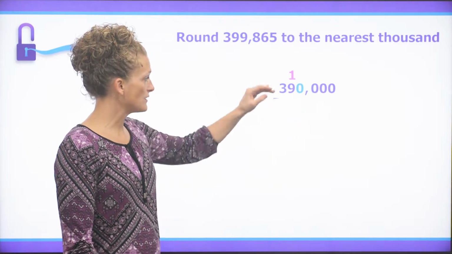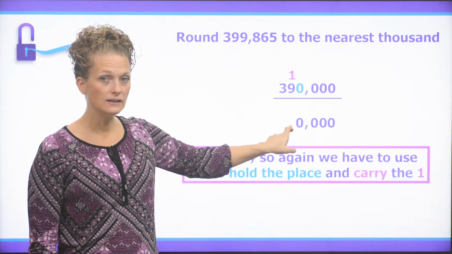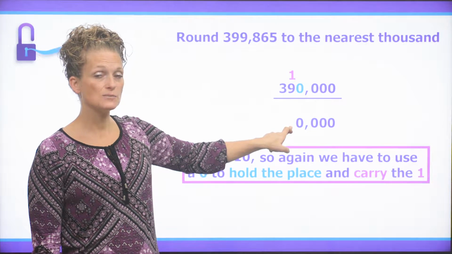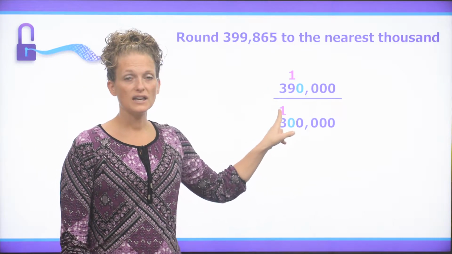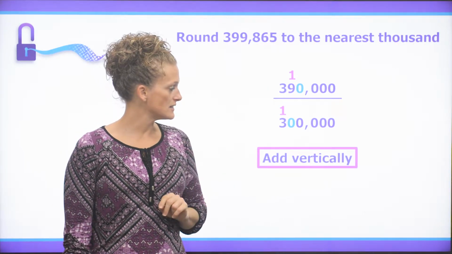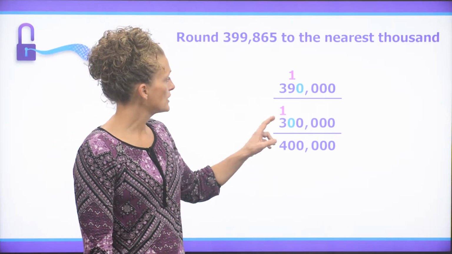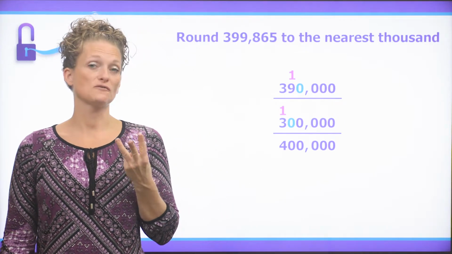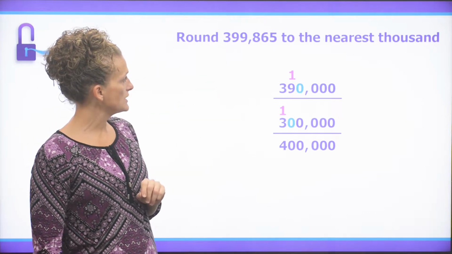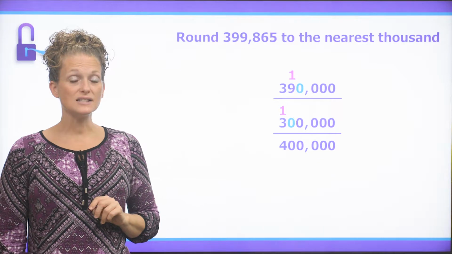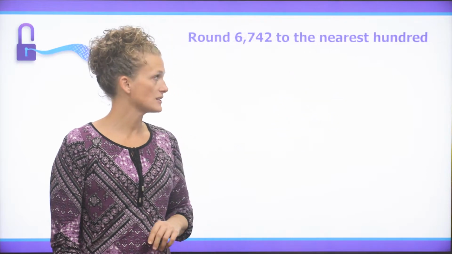Well, again, if we add vertically, we can see that we're going to end up with 9 plus 1, which is 10, and we cannot have more than 1 digit in this position. So again, we're going to add a 0 placeholder, and we're going to bring down the 3, and we carry this 1. So now we're going to add vertically 3 plus 1, and we get 400,000. So we essentially had to round 3 different times in order to round to the nearest 1,000. So we can say that 399,865 rounded to the nearest 1,000 is 400,000. So this is our final answer.